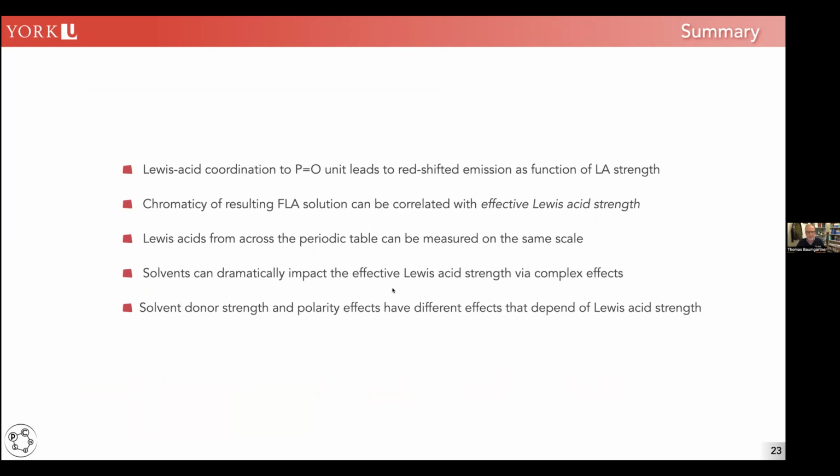But we have also been able to show that solvents can have a dramatic impact on the effective Lewis acidity. And ultimately, we have these opposing effects, and you really have to be careful if you want to use a specific Lewis acid as a Lewis acid catalyst, that you get the right solvent as well, because ultimately you can kill your catalysis very effectively when you throw the wrong solvent into the environment.